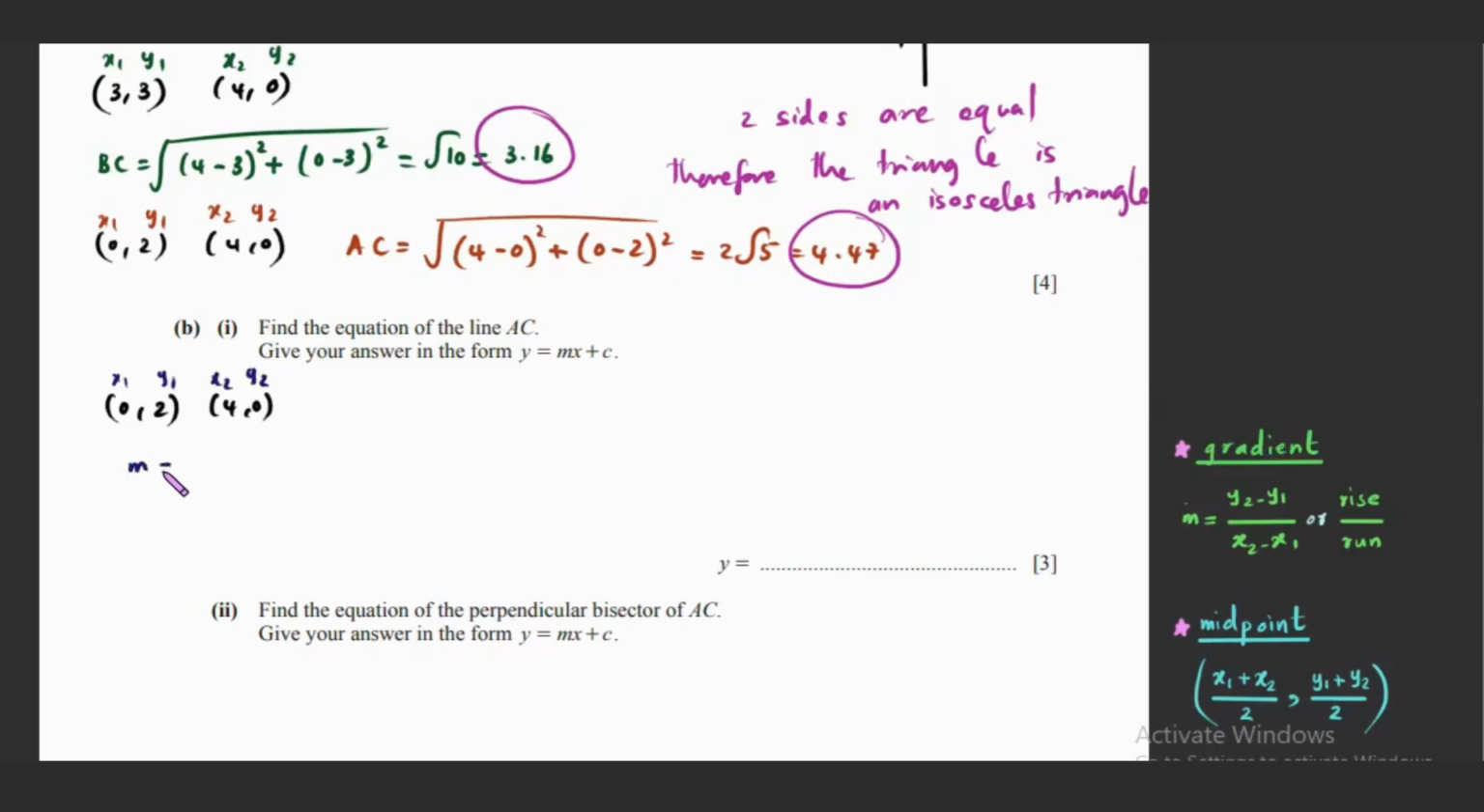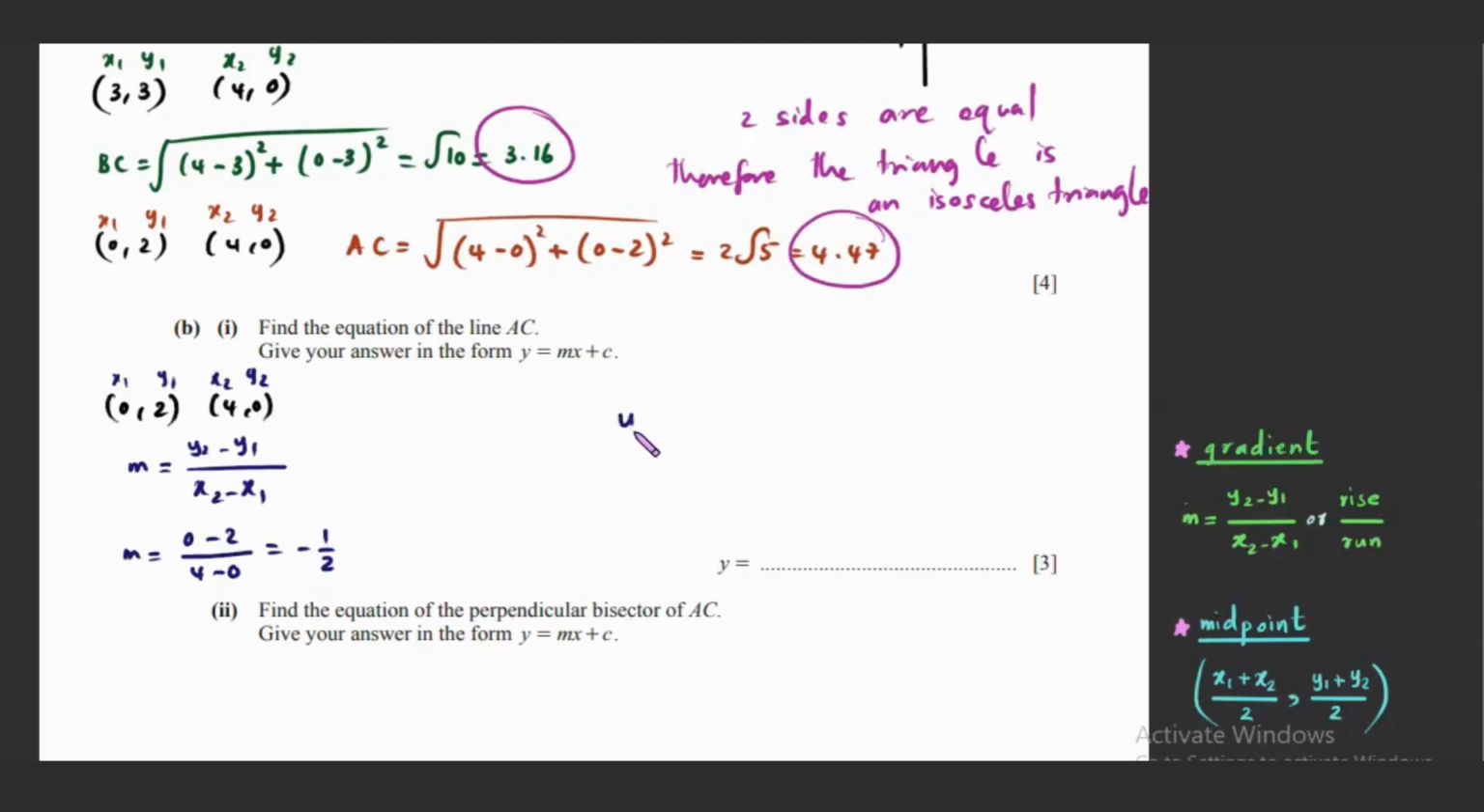To find the gradient, I need to find the difference in the y values divided by the difference in the x values. That's the formula. I'm going to substitute it into the formula. So that's going to be 0 minus 2 over 4 minus 0. When I do that, I get minus half as the gradient, because I get minus 2 over 4, which is the same as minus half.